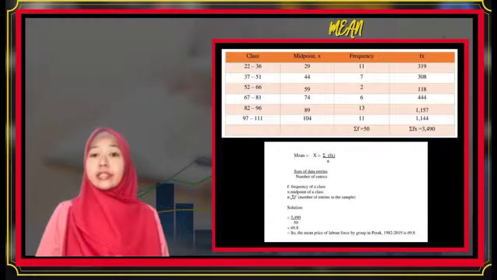Then, the solution is Σfx divided by N, which is 3490 divided by 50, and the answer is 69.8. So, the answer for mean is 69.8.